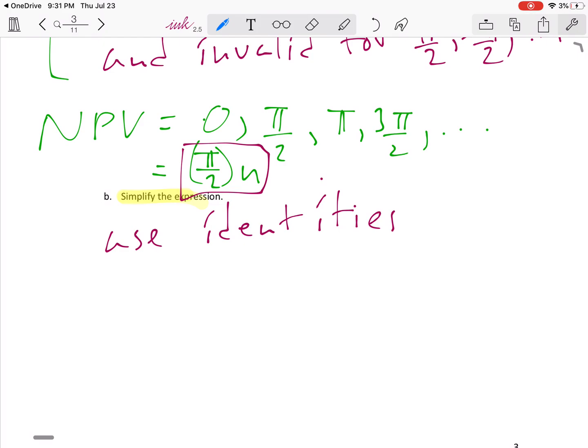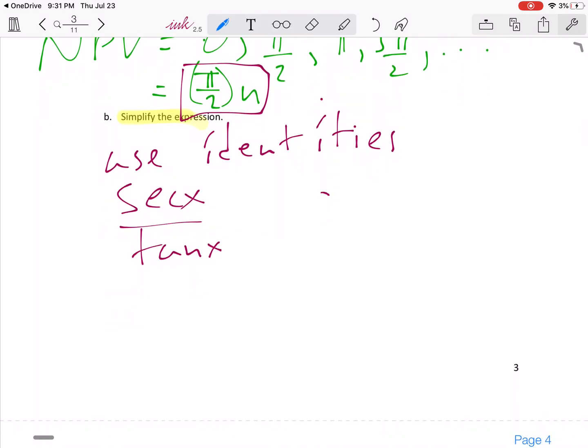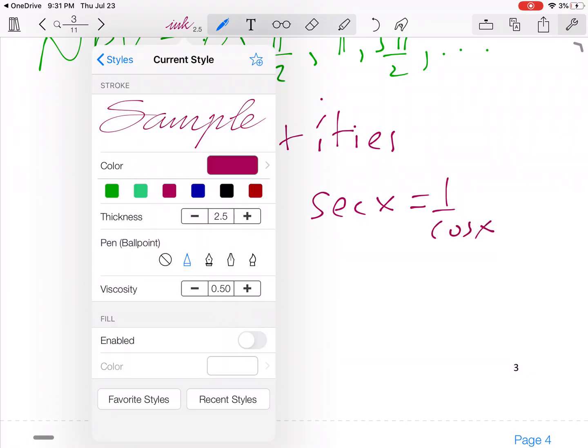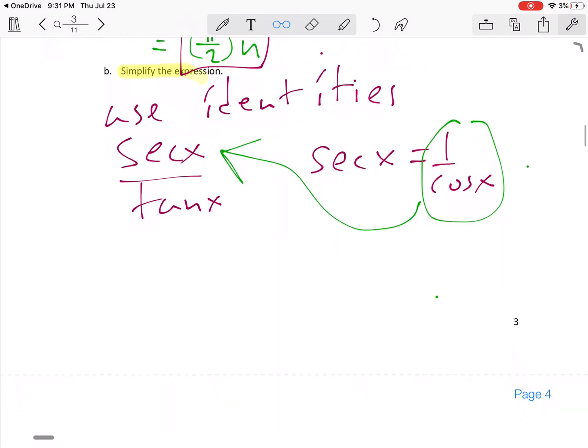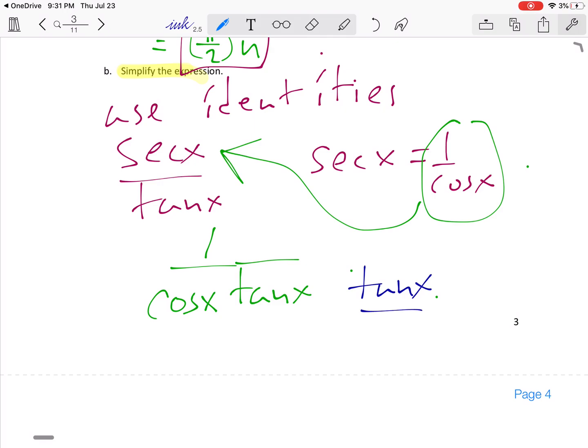And so what we've got here is secant x over tan x. What we know is that secant x is equal to 1 over cosine x. So now what you do is you take that and substitute it in for secant x. So that's going to give you 1 over cosine x and tan x. And then we can use another identity, and that is tan x is equal to sine x over cosine x. So again, if you're wondering where I'm getting these from, I'm getting these from the identities on that first page.